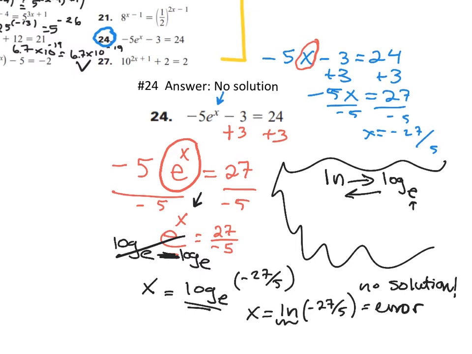Also, when you only see log and some value, and you don't see anything written in the base slot right here, you know it's base 10, because that's a common log.